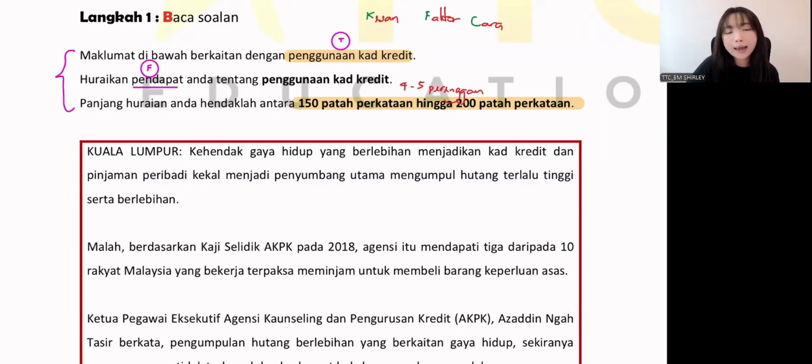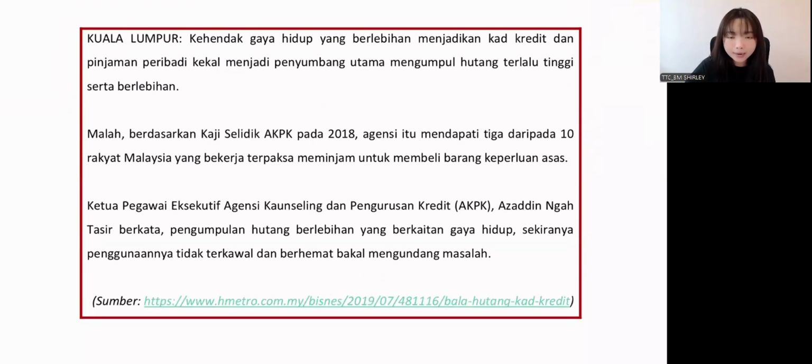And then the Ketua Pengawal Eksekutif Agensi Counseling dan Pengurusan Kredit mentioned: pengumpulan hutang berlebihan yang berkaitan gaya hidup, sekiranya penggunaannya tidak terkawal, whenever the spending is not under control and not cautious, eventually it will cause problems. Bakal mengundang masalah, it means menyebabkan masalah pada masa depan. So from here, everything is just telling you about penggunaan kad kredit dan pengumpulan hutang berlebihan. It means you have too much debt to pay off already.